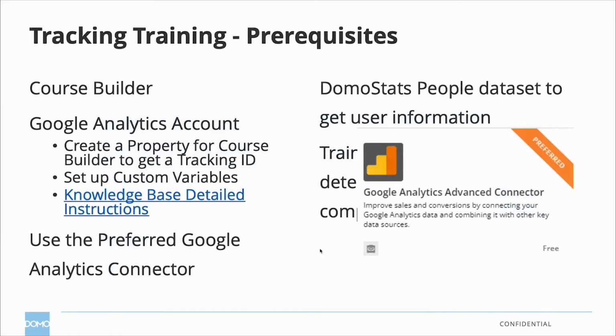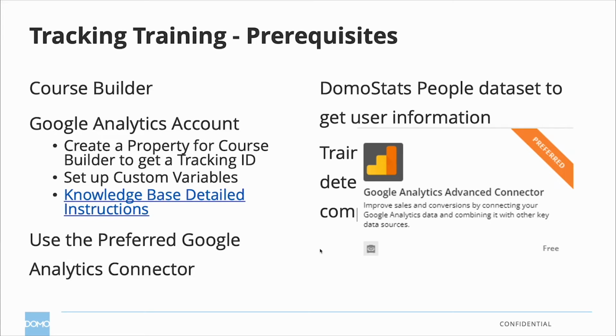So these are some of the prerequisites that you'll need to actually track the training. Obviously you're going to need Course Builder, and you can get that from the App Store. You're going to need a Google Analytics account. You're going to need to create a property for Domo. And then from there, you're going to need to set up some custom variables. There have been some issues I've seen with Google Analytics 4 and what's coming out, so you may have some issues setting it up. But if you do want to try to set it up, you can always reach out to me on the Dojo, and I can help out. There is a knowledge base article on how you can set up those custom variables.